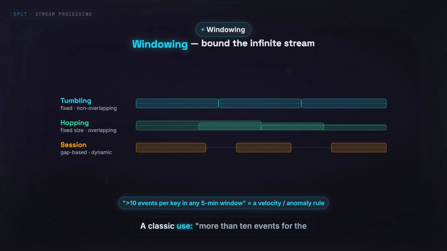A classic use? More than 10 events for the same key within any 5-minute window. That's a velocity or anomaly rule, and it's a tumbling window count with a filter on top.